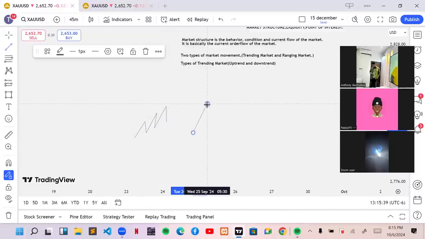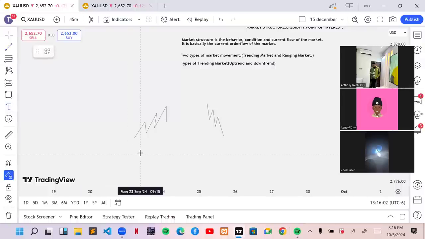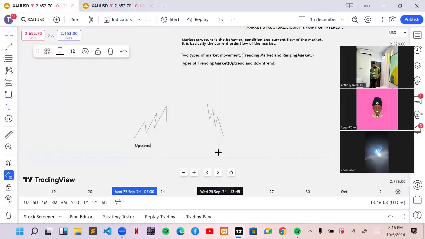Meanwhile, a downtrend is the market making a series of lower highs and then lower lows, lower highs and lower lows, lower highs and then lower lows. This is what it means for the market to be on a downtrend. So this is an uptrend right here, and this is a downtrend. An uptrend is a series of higher highs and higher lows; a downtrend is a series of lower highs and lower lows.